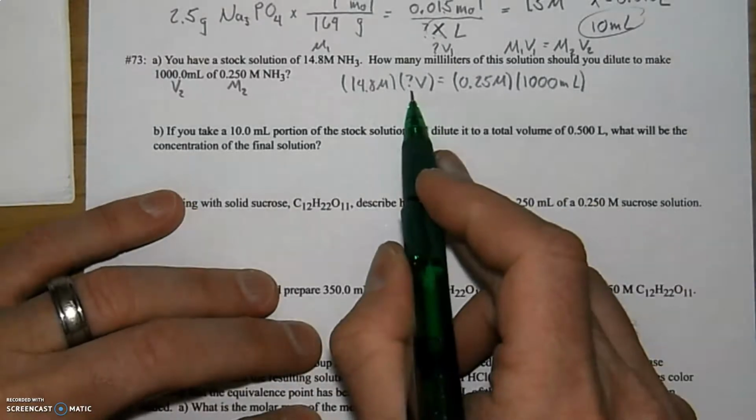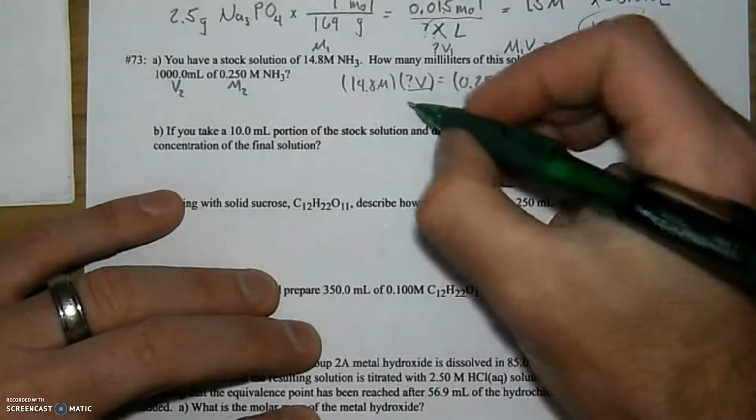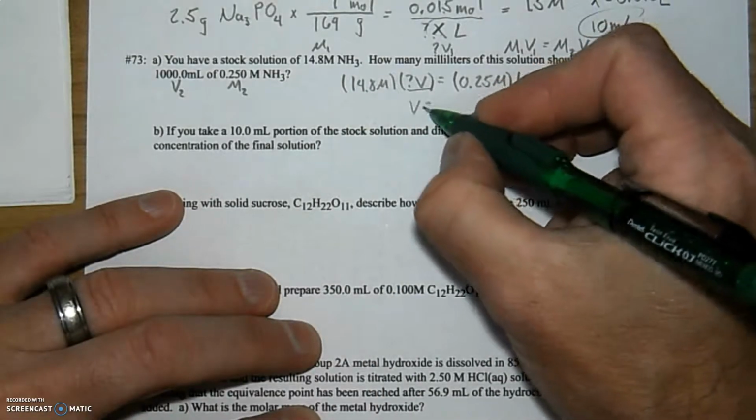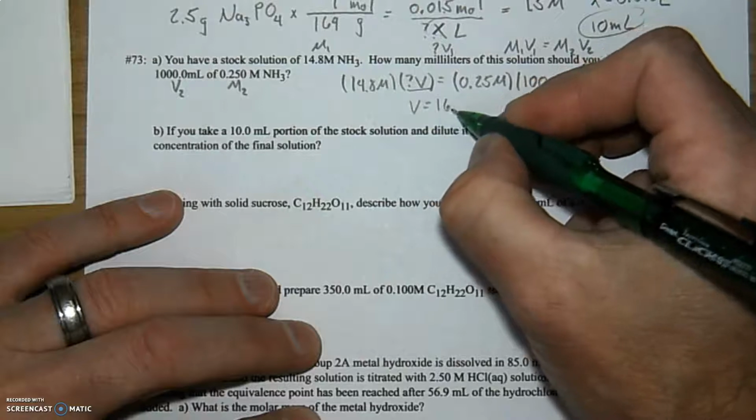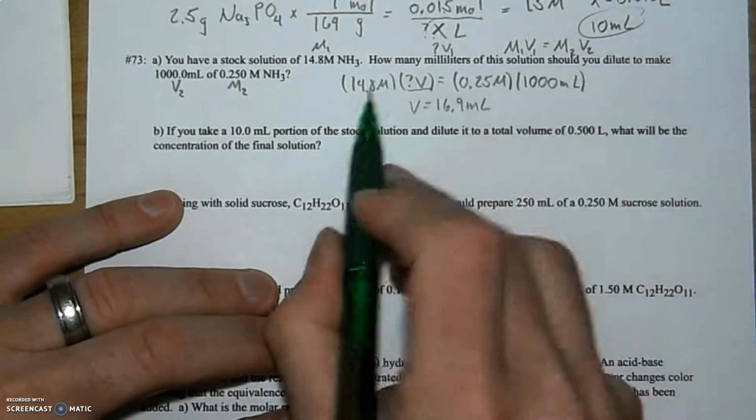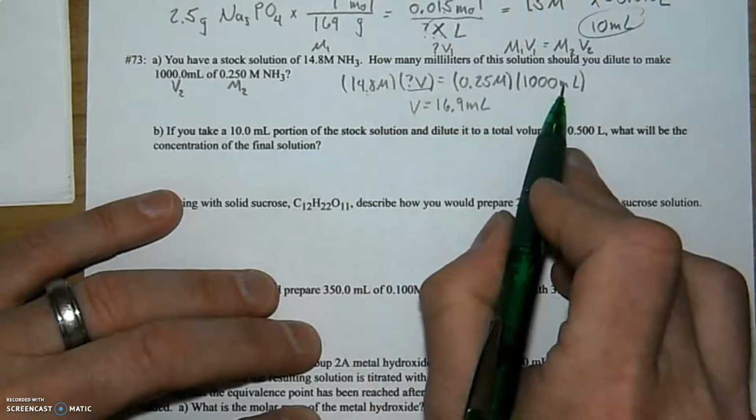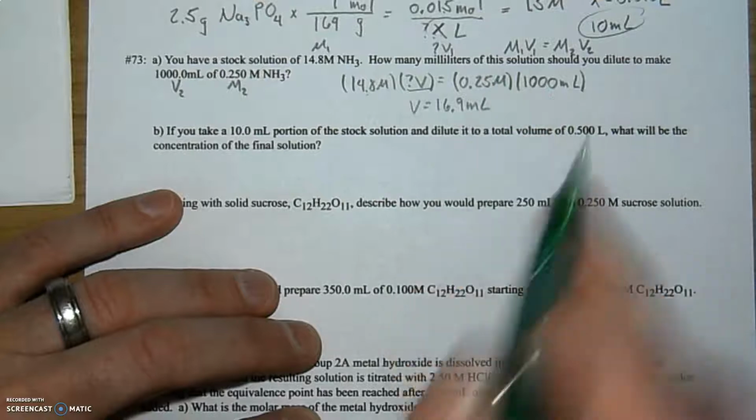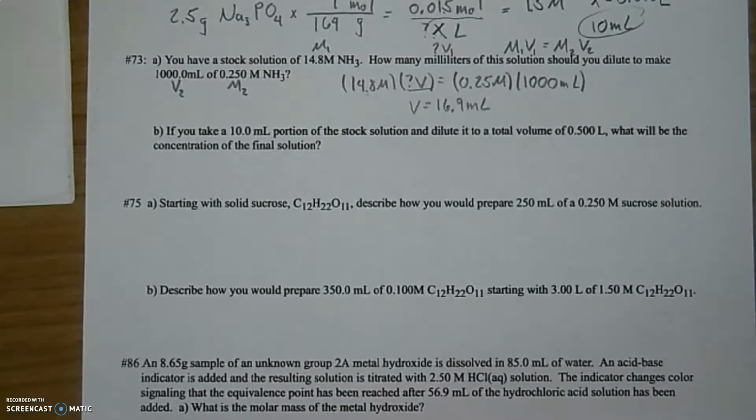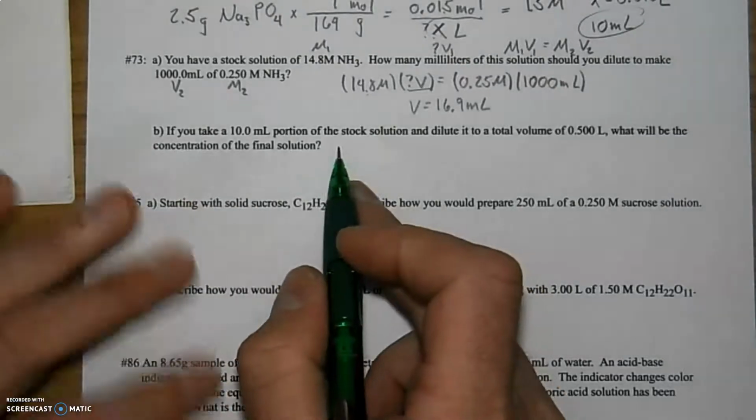If I solve for my unknown, isolate the variable, slide this underneath over here, my volume will become 16.9 milliliters of the stock solution that I would dilute up to this volume. And when I do so, that'll be the concentration of that solution. Easy enough. Let's do this again.